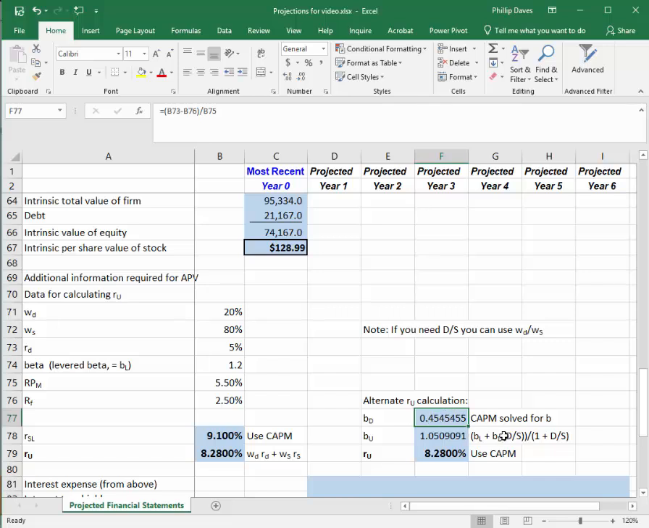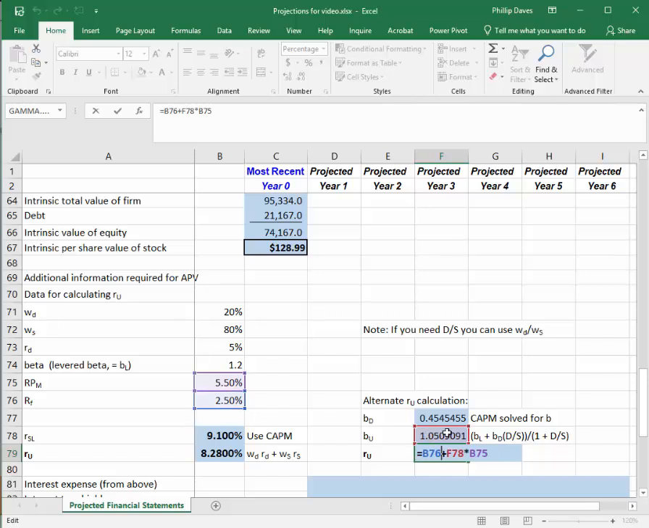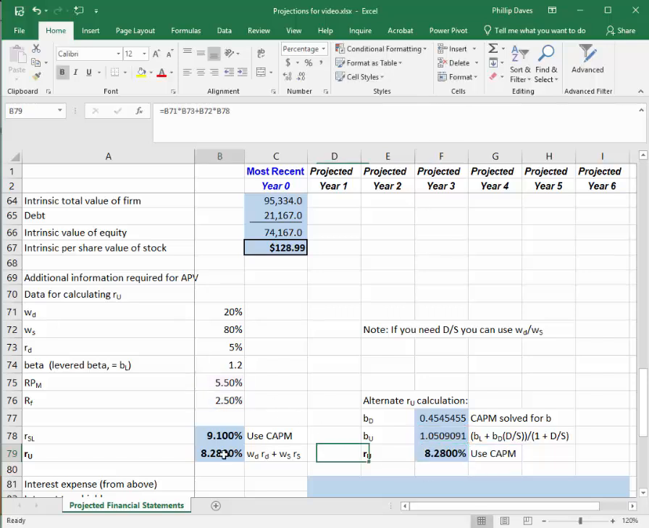That's the beta on the debt, and then we use this fairly complicated formula to get a new unlevered beta. And then we use the capital asset pricing model to take that unlevered beta and turn it into a required return. So we have the risk-free rate, 2.5%, plus the new unlevered beta multiplied by the market risk premium. And sure enough, we get the same answer either way.